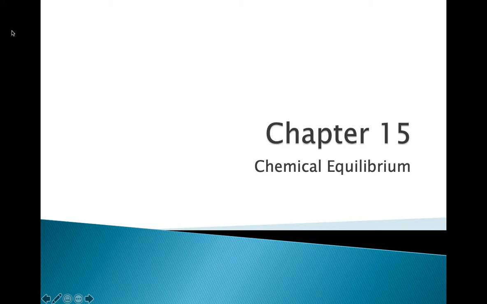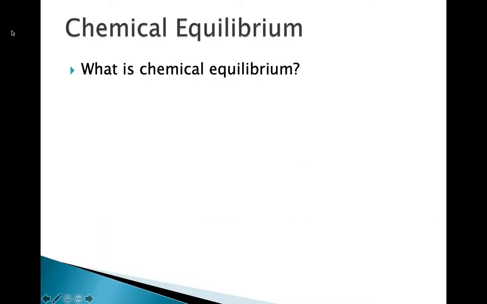Because it turns out most chemical reactions will eventually reach that state of chemical equilibrium. And so we want to understand what that means, but also see what all the applications are that we can use our knowledge about equilibrium for.